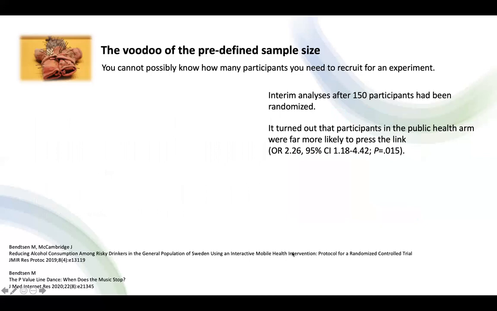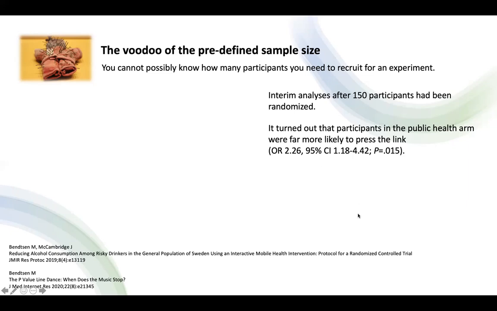Interim analysis after 150 participants. It turned out the participants in the public health arm were far more likely to press the link. The odds ratio was super high, 2.26, p-value 0.015, which we would sort of call quite strongly statistically significant. And me and my co-author Jim, we got all excited. Oh my God, we had like 10 trials in our head just based on this, going, now we can test this, now we can test this. We went nuts. We thought it was so cool.